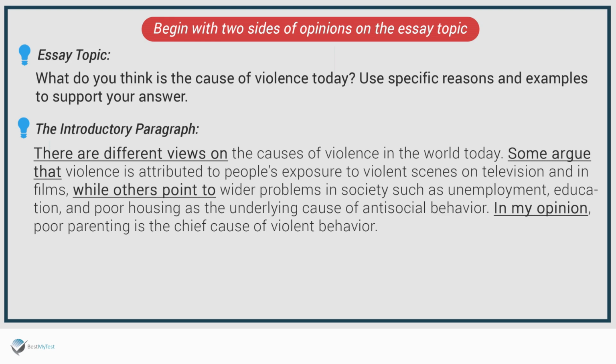There are different views on the causes of violence in the world today. Some argue that violence is attributed to people's exposure to violent scenes on television and in films, while others point to wider problems in society, such as unemployment, education, and poor housing as the underlying cause of antisocial behavior. In my opinion, poor parenting is the chief cause of violent behavior.